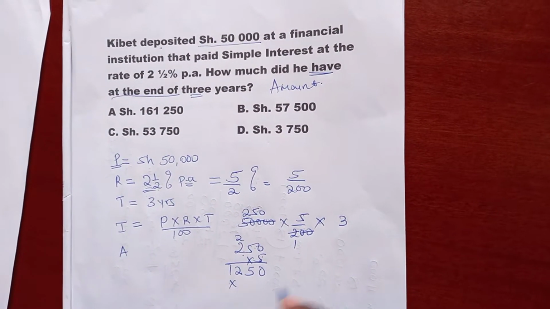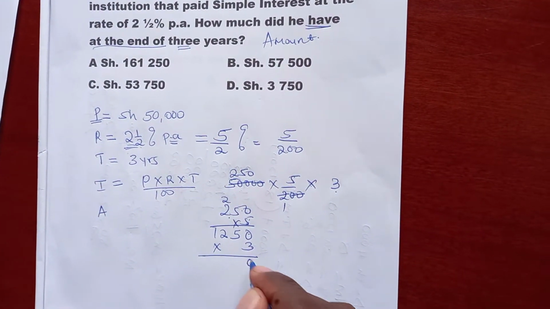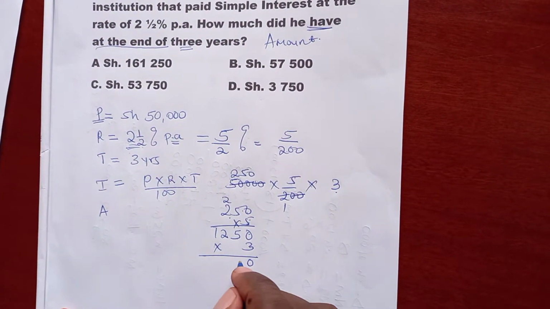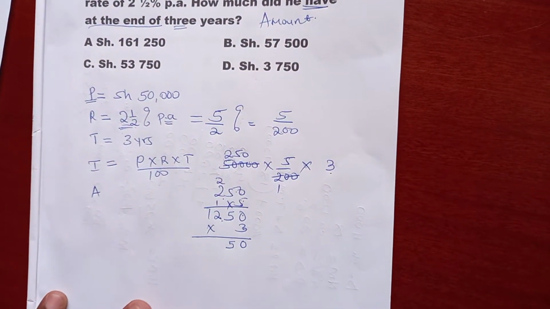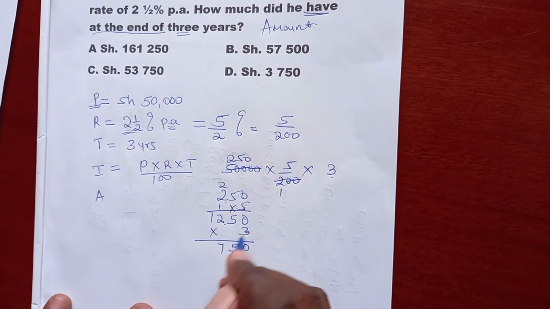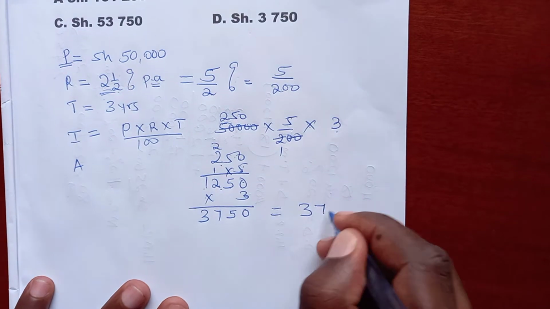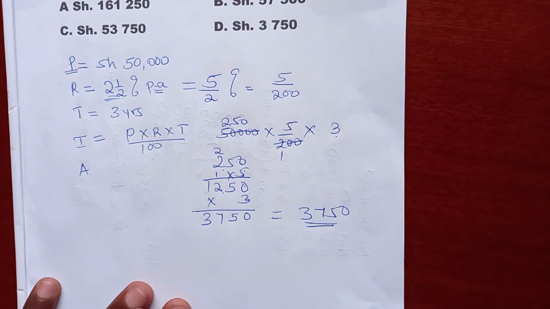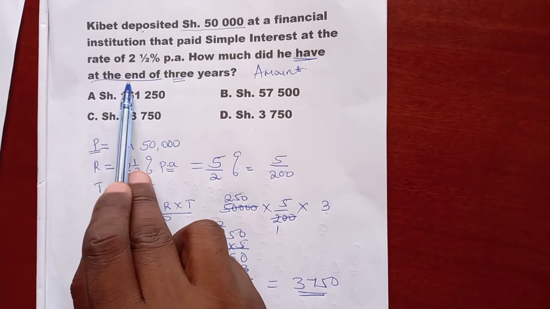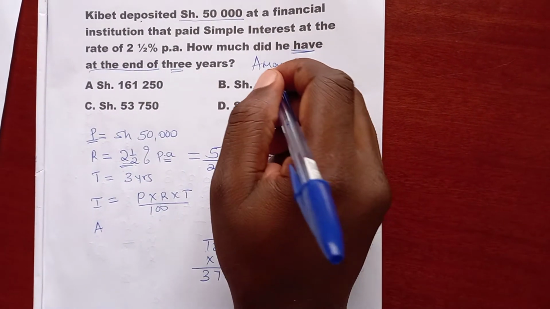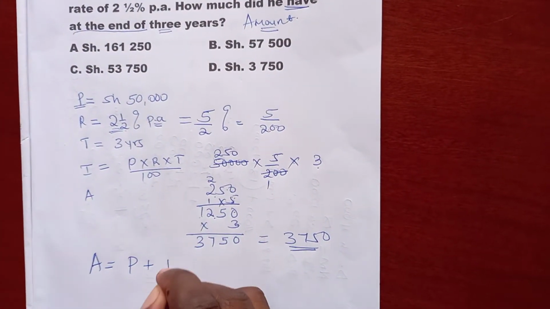Again, you multiply whatever you get by 3. 3 times 0, 0. 3 times 5, 15. You write 5, carry 1. 3 times 2, 6, plus 1, 7. 3 times 1, 3. So you get 3,750. This one is our interest. The question asks, how much did he have at the end of the 3 years? Representing amount. Amount is equal to principal plus interest.